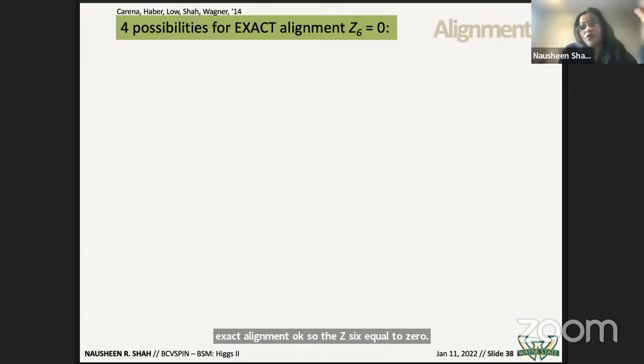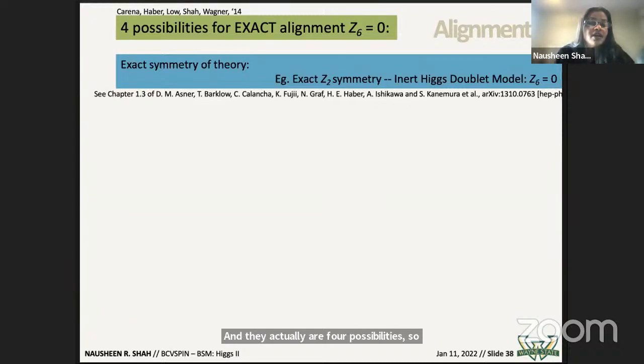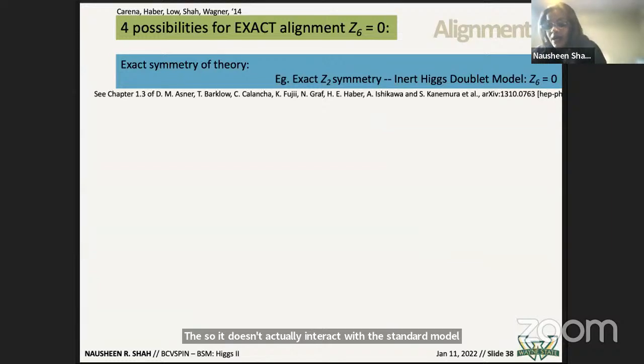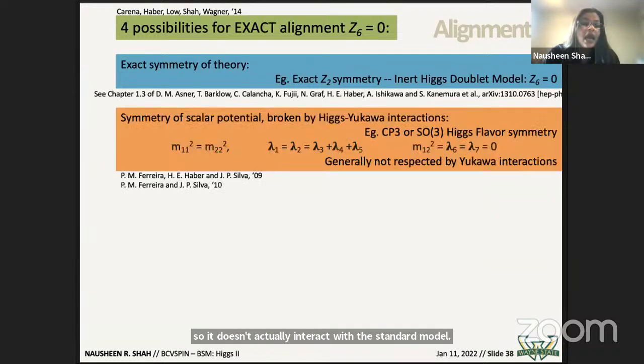And there actually are four possibilities. So you have something which may be an exact symmetry of the theory, including the Z2 symmetry. This means that the additional Higgs would be completely inert. So it doesn't actually interact with the Standard Model fermions at all. All right, that's why we call it the inert Higgs doublet. You could imagine that it's a symmetry of the scalar potential, but it's not respected by the Higgs-Yukawa interactions. But that again would mean this is generally not respected by the Yukawa interaction, so it would get broken there.